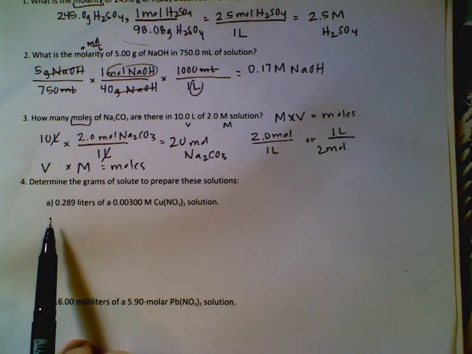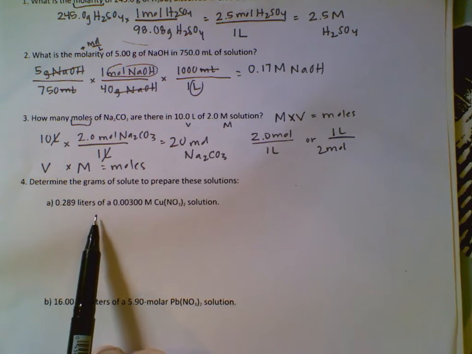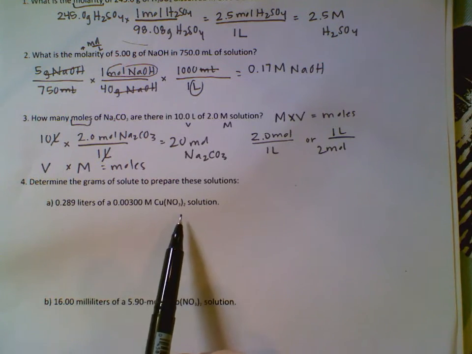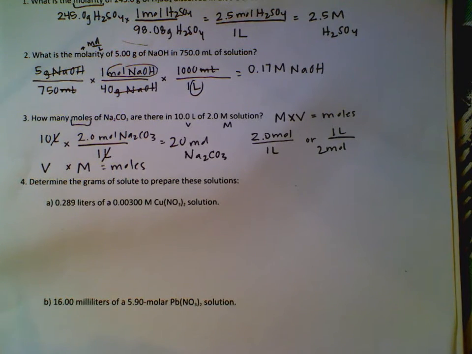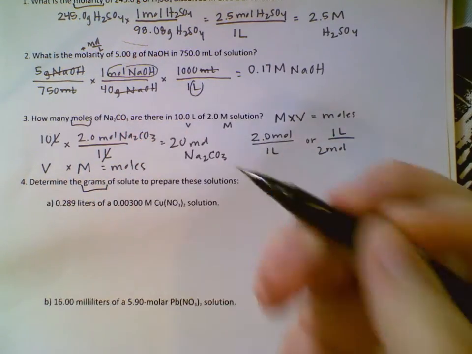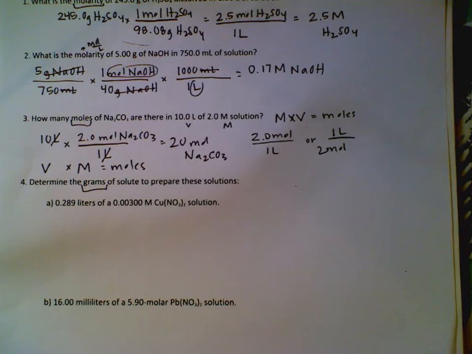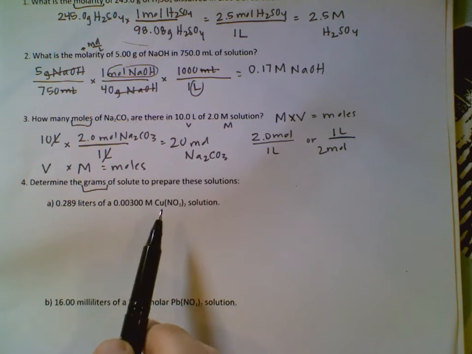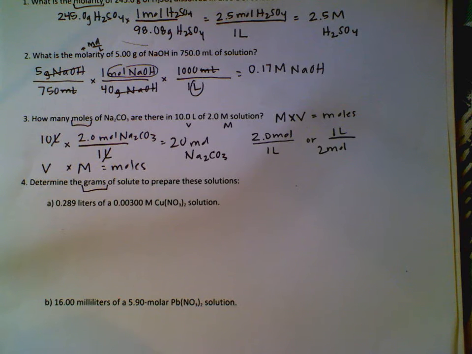I have 0.289 liters of a 0.003 molar copper 2 nitrate solution. So I have the same kind of problem, but in this case, it's not asking me to go to moles, it's asking me to go to grams. So I need to find grams as part of my problem. However, if I am given a volume and a molarity, the easiest thing that I can do is take that to moles, and so that's what I want to do. If I can figure out how many moles of copper nitrate I'm going to need for my solution, I can take my molar mass then and put that into grams using some dimensional analysis.